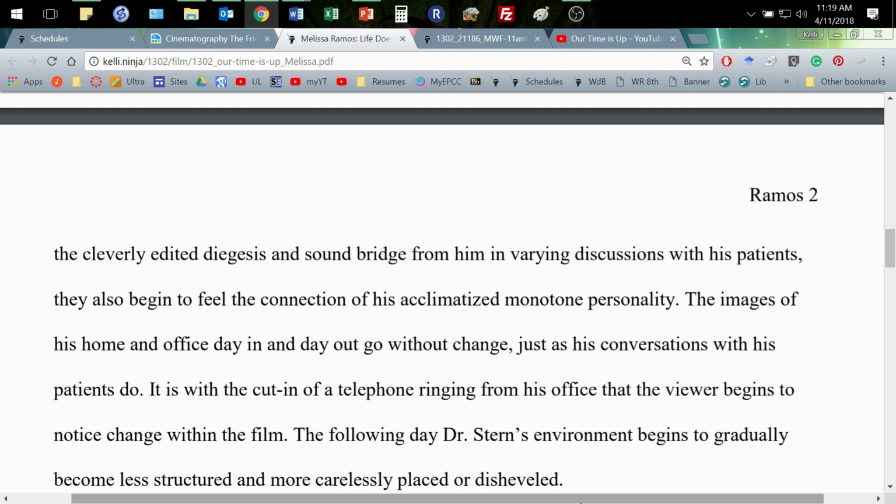We get that through dialogue, through what he's saying, but remember at the first she said, look, sometimes this stuff we see is even more powerful than dialogue. And so she's coming back to that. The images of his home and office, day in, day out, go without change, just as his conversations with his patients do. And so here she's saying, look, we can look at this and it's the same. As he goes through all of these patients, we see his personal interaction, and that tells us about him. But we're always seeing his home. We always see him sitting in that same way, reacting in the same way to the different patients.